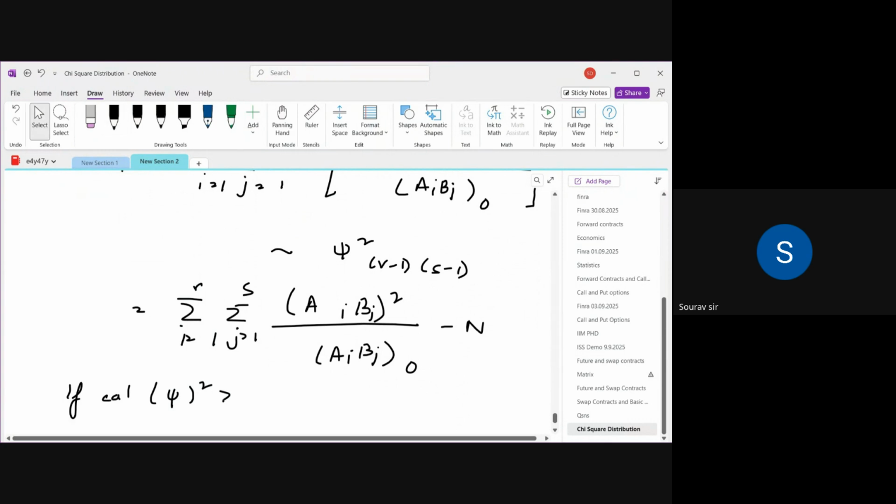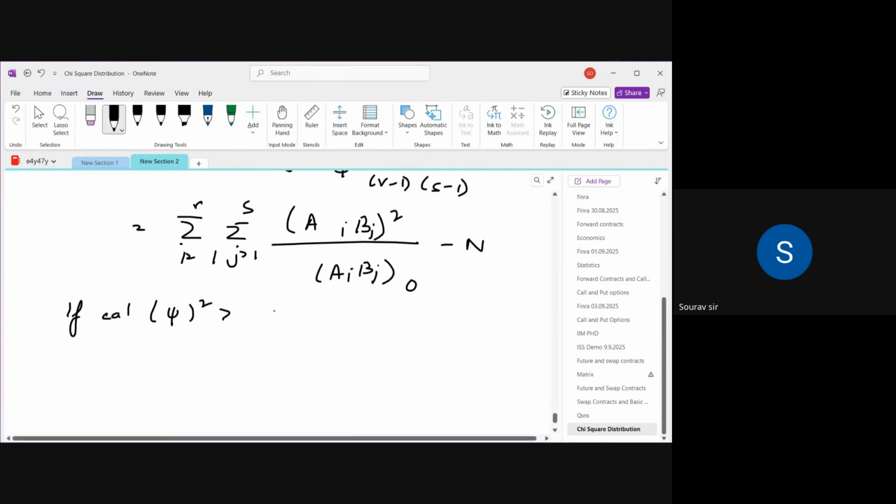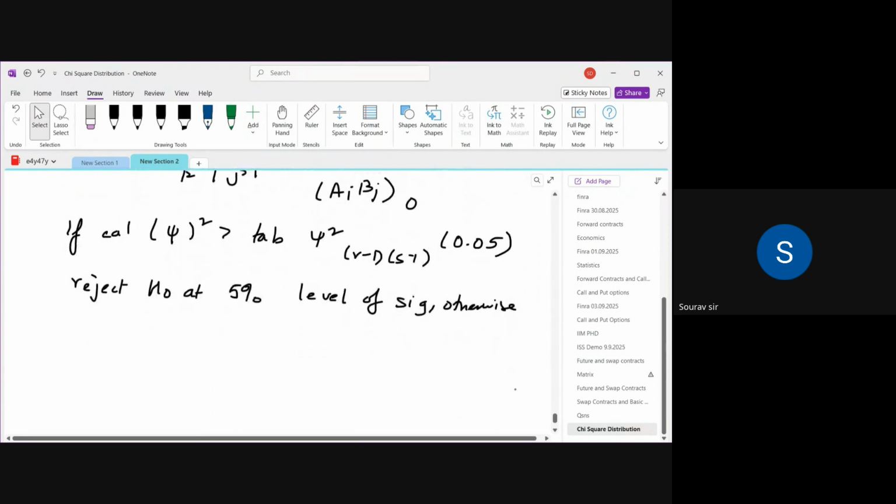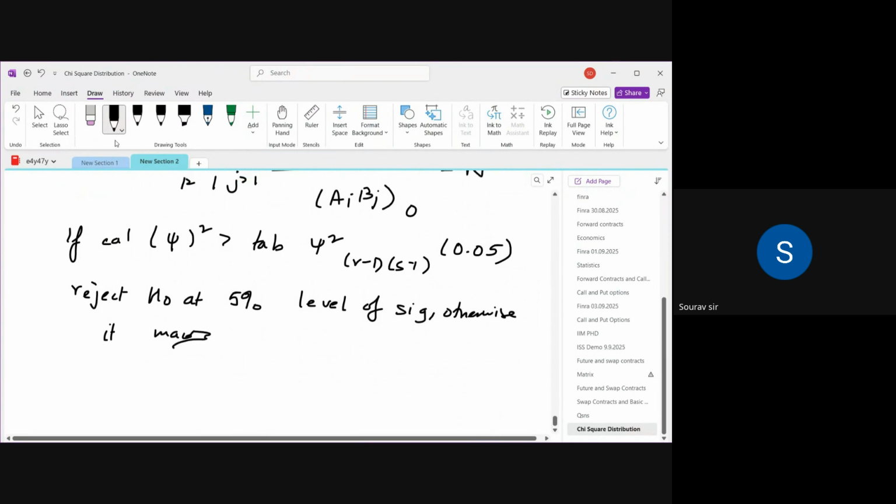So finally, if the calculated value is greater than the tabulated value for R minus 1 and S minus 1 at the significance level, we reject H naught at 5% level of significance. Otherwise, it will be accepted.